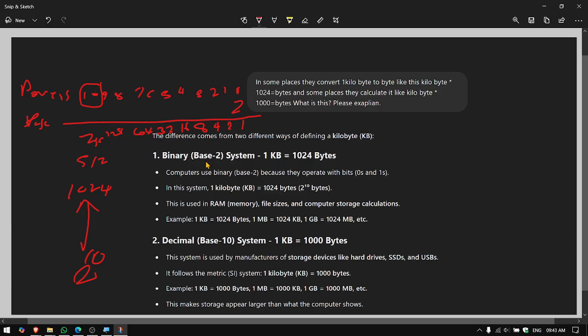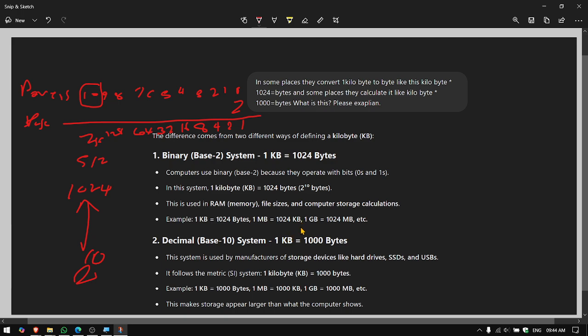So this is how it works here. Computers use binary base 2 because they operate with bits, zeros and ones, right? In this system, 1 kilobyte equals 1024 bytes, 2 to the 10 bytes. This is used in RAM memory, file size and computer storage calculations. For example, 1 KB is 1024 bytes, 1 megabyte is 1024 kilobytes, and 1 gigabyte is 1024 megabytes, right?